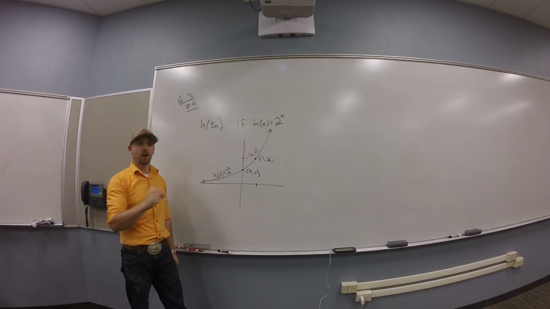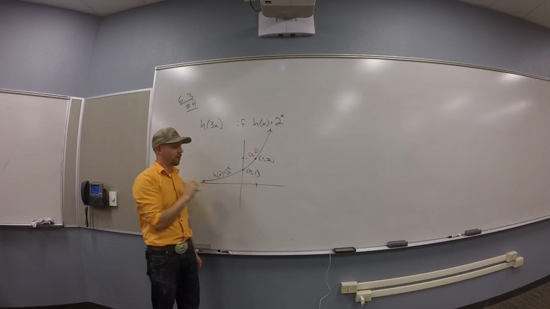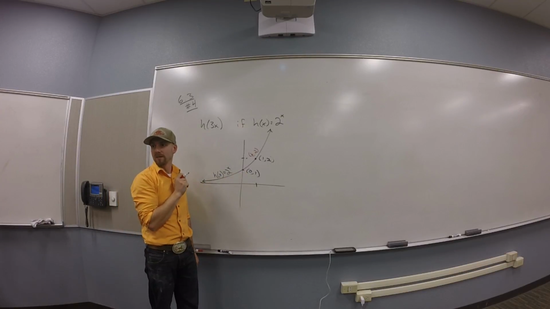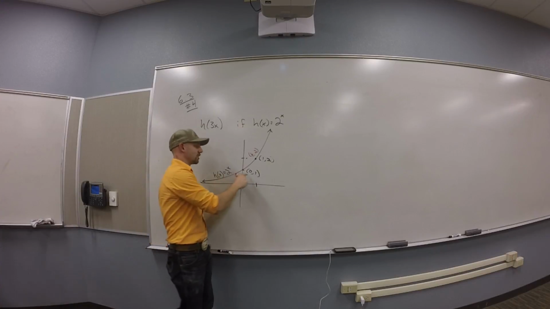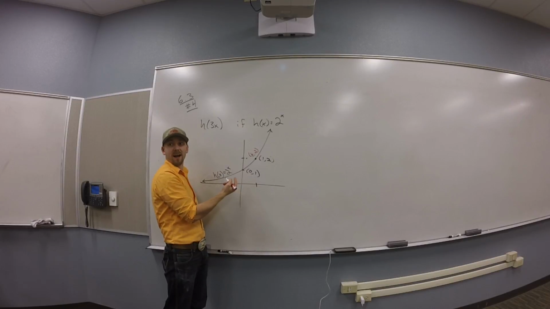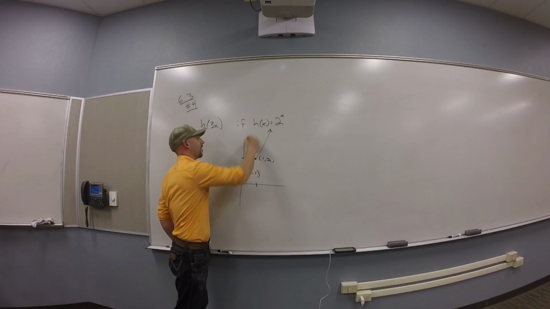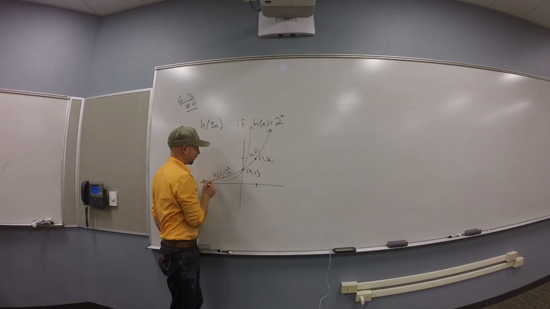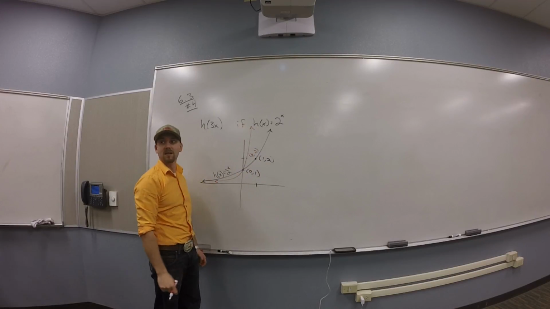You guys see that? Why is 0 comma 1 staying at 0 comma 1? Because 0 times a third is 0. Perfect. Cool. And then what's this thing look like? Yeah, it's still exponential growth, right? So it should look like this, give or take.